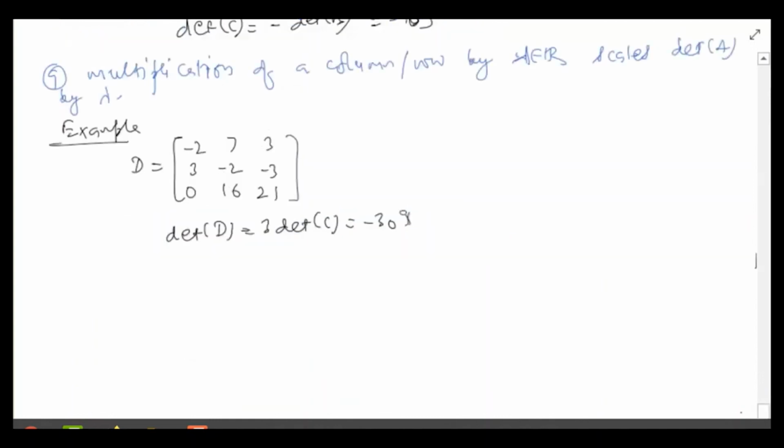In particular, this property says that if I multiply all the entries of a matrix by a constant lambda, the determinant of the resulting matrix will be lambda raised to n times the original determinant. In particular, if I multiply all the entries of A by lambda, that is if B is lambda A, then determinant of B is lambda raised to n times determinant of A.